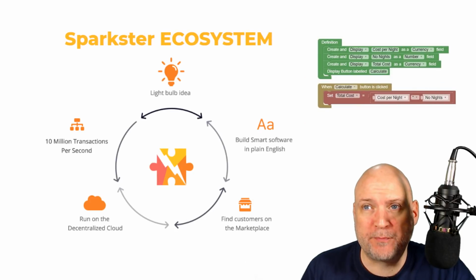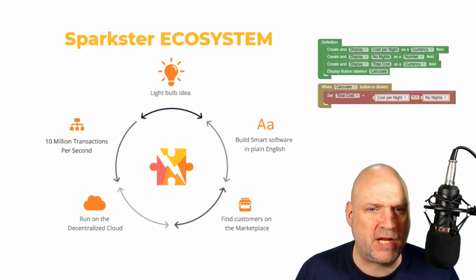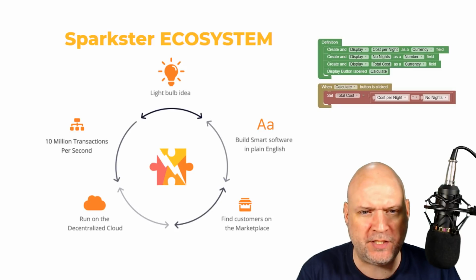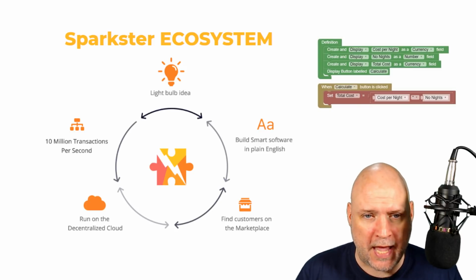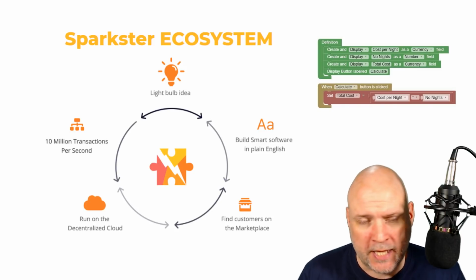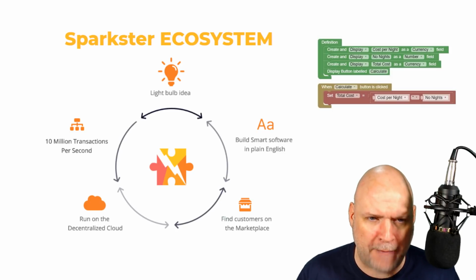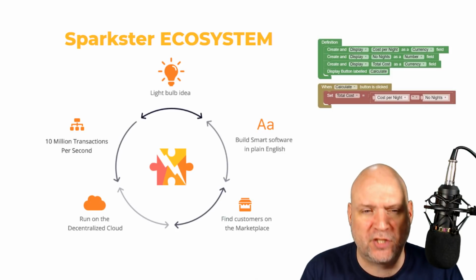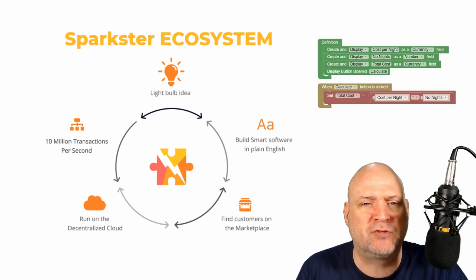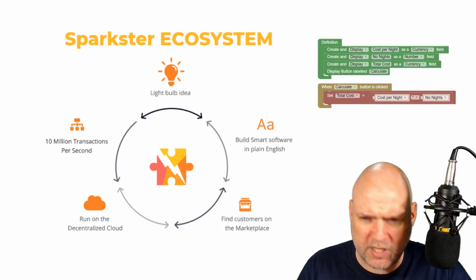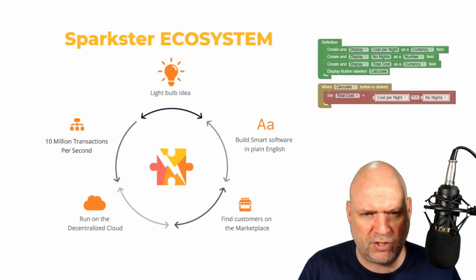So the aims of Sparkster then are to build this decentralized software solution, this decentralized cloud, if you like, which basically will allow anybody, in plain English, to build applications or software. That essentially is what it's all about. Now, yes, they have lofty ambitions of scaling up to 10 million transactions per second, but again, that's an afterthought. At the moment, let's look at just what they want to do.